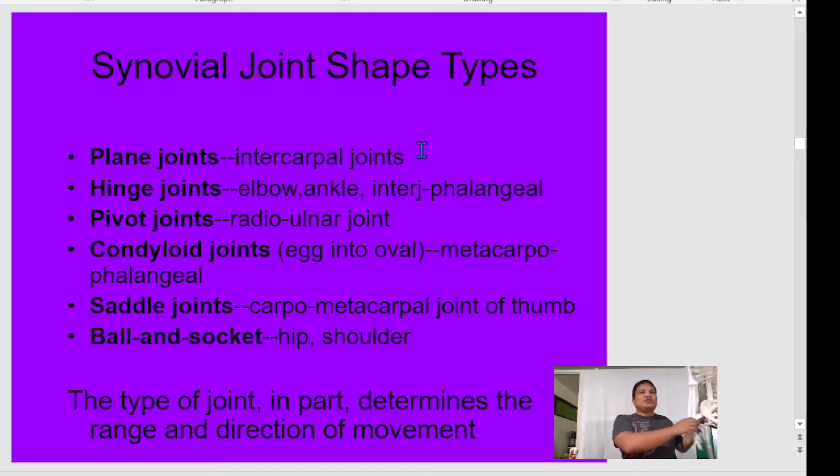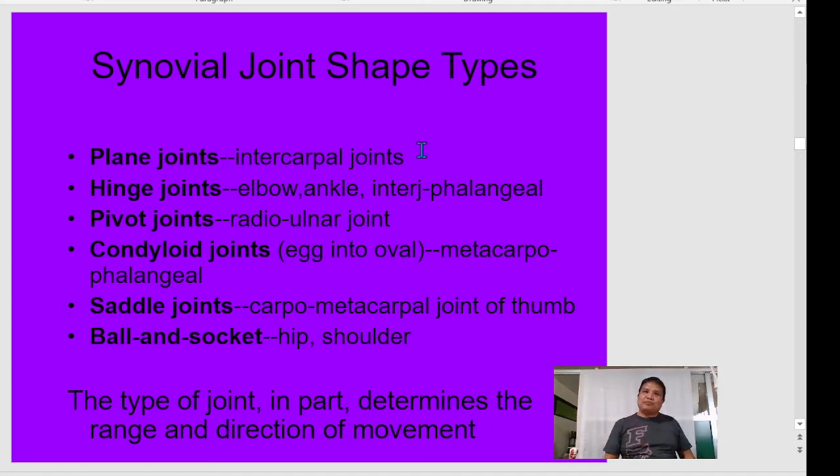The hinge type of joints, examples of that are your elbow, your knee, ankle, interphalangeal. Again, the movement is in one direction only, so it is flexion and extension.